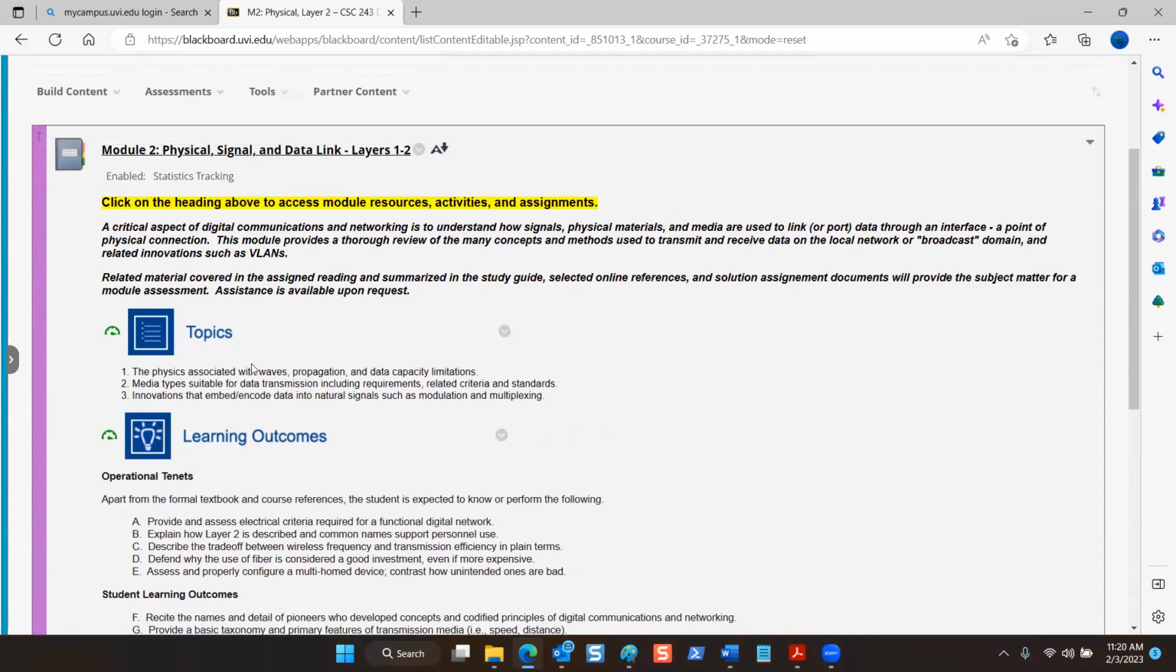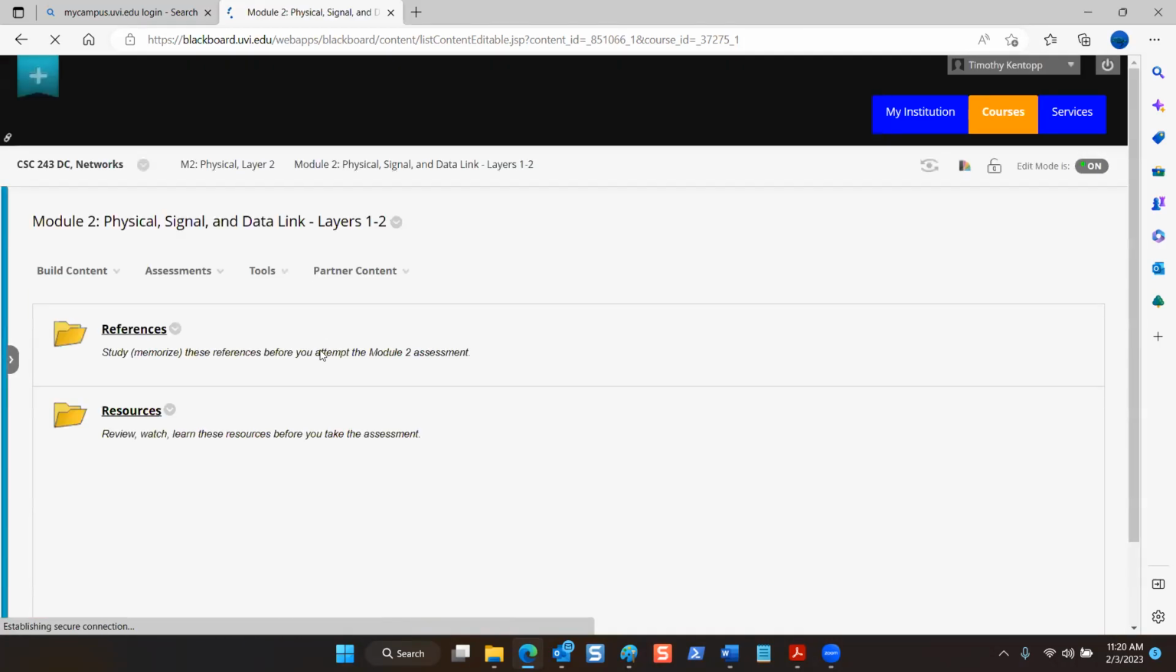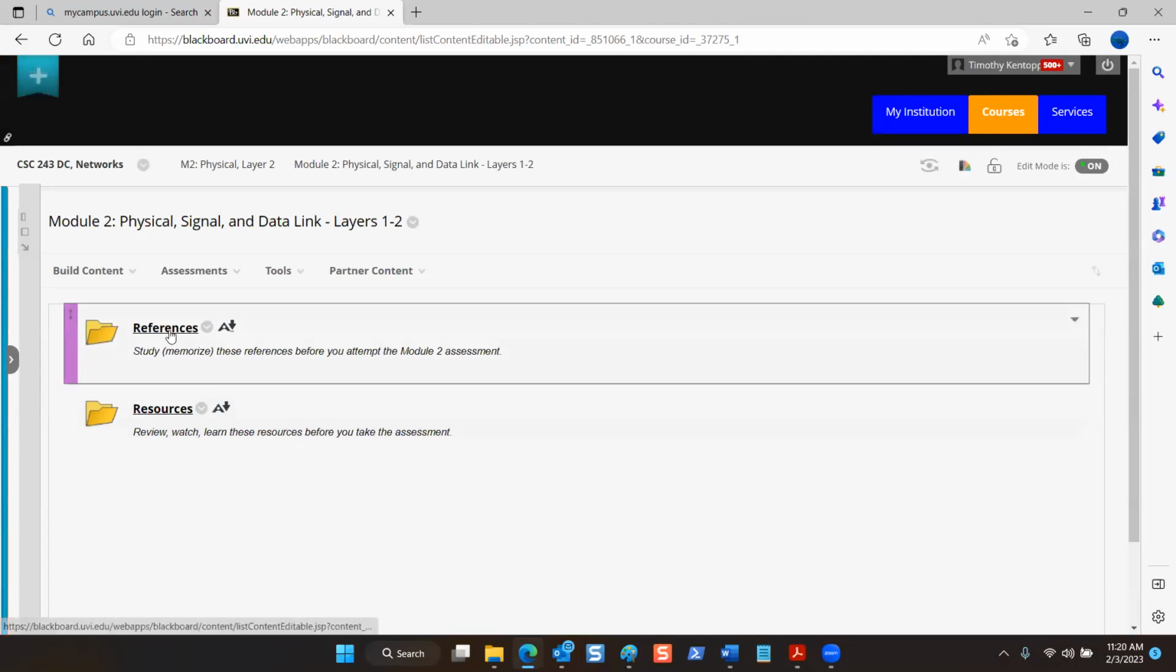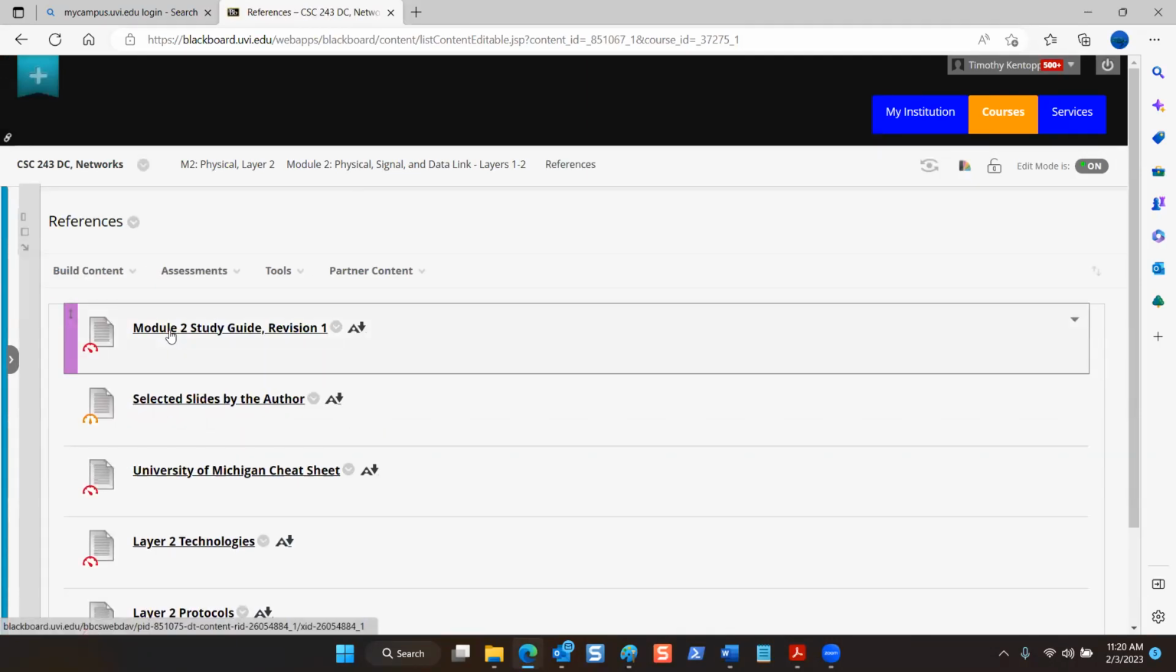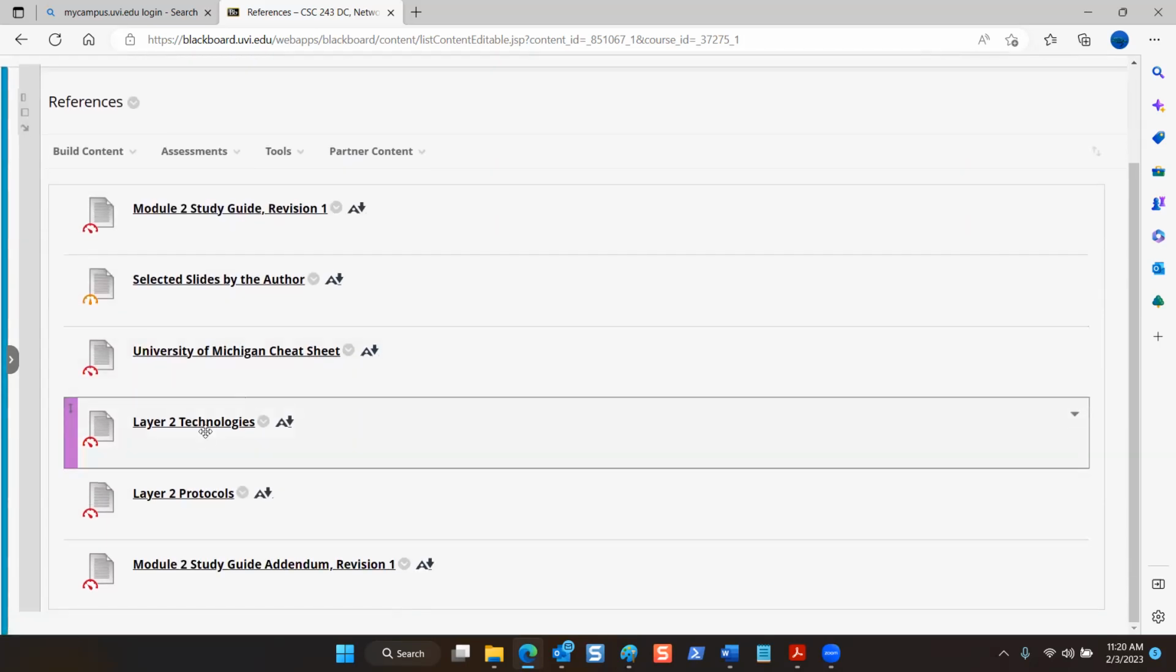Without further ado, let's click into the header of the cover page for module 2, right? Right here. And in our references, you'll see that there's a module 2 study guide. There's an addendum. There's a University of Michigan cheat sheet. We have more slides from the author. There's a reference about layer 2 technologies, and by that we mean the devices, the equipment, bridges, routers, switches, and such. Kind of like lions and tigers and bears.